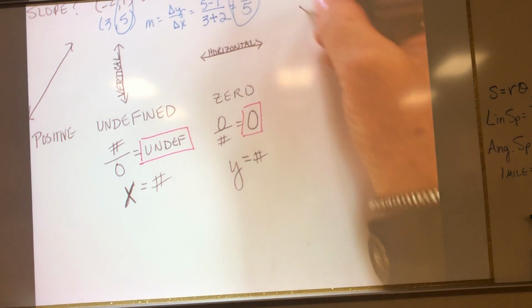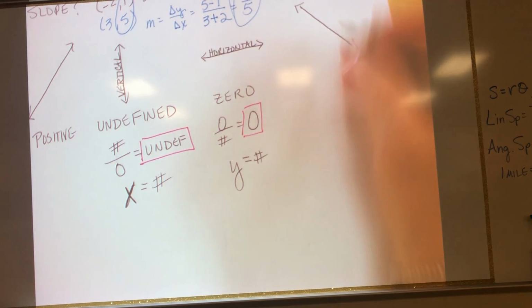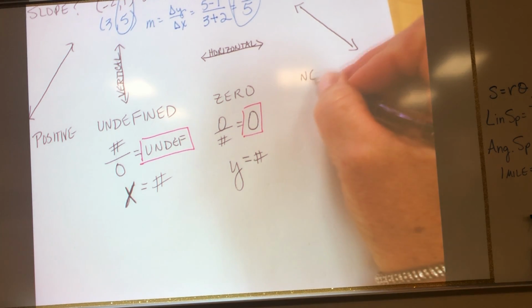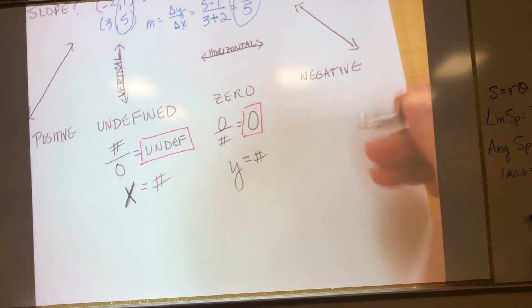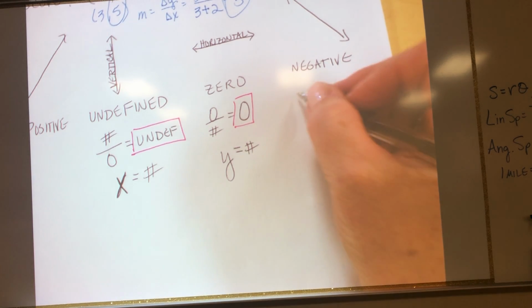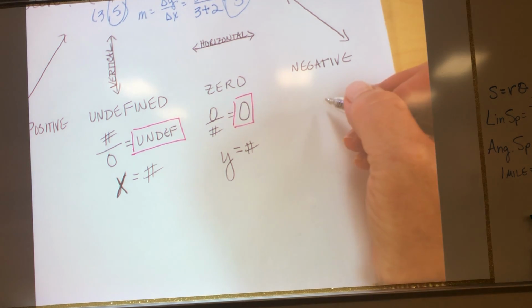The last one. What kind of slope is this? Negative. Now, I'm not going to talk a lot about a negative slope because we don't like to be negative. No, I'm just playing. But I do want to make sure that you understand this.